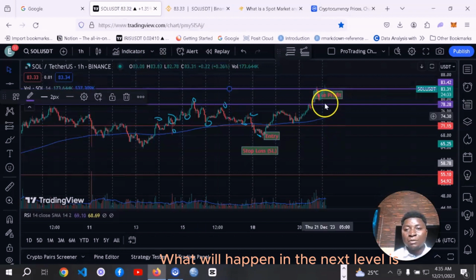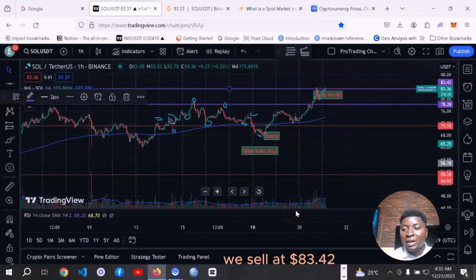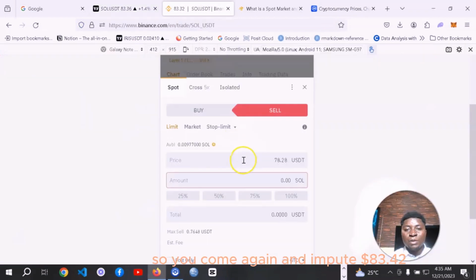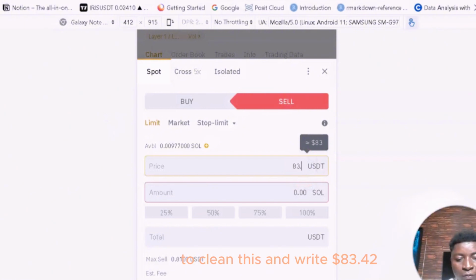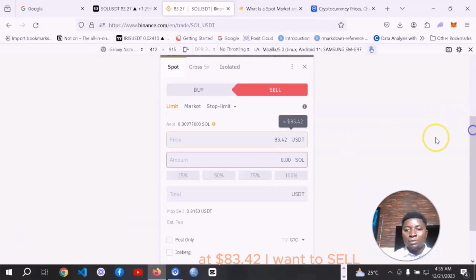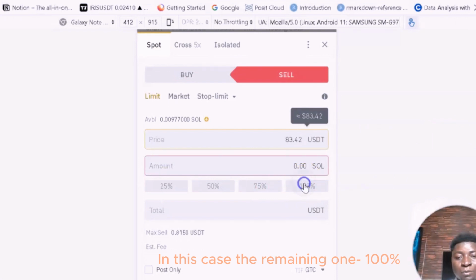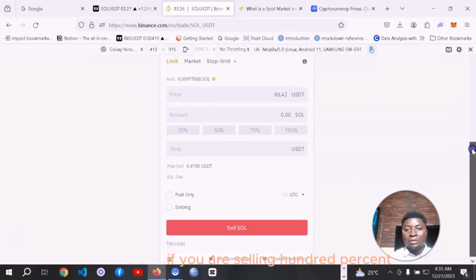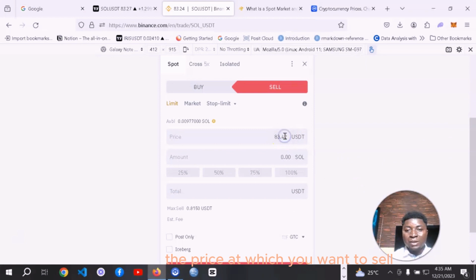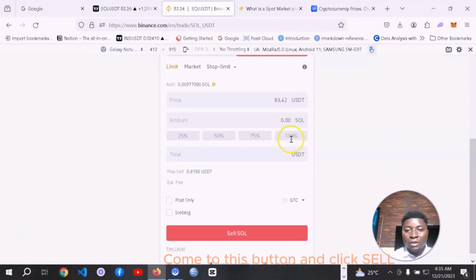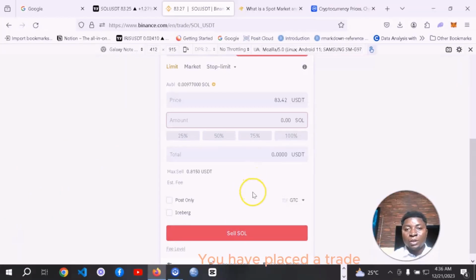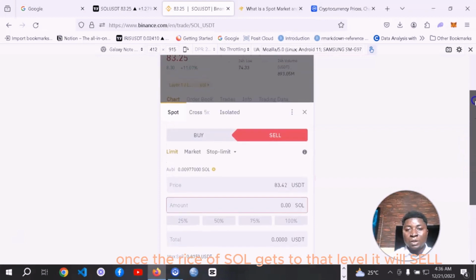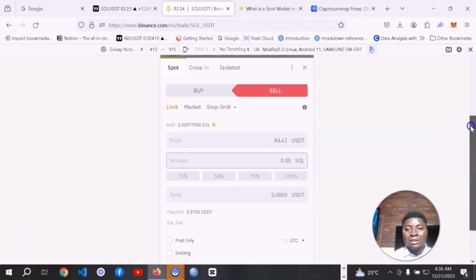Now what will happen to the next one? The next level at which we want to take profit is at 83.42. So you come again and input 83.42. At 83.42, I want to sell, in this case, the remaining one, which is 100%. Once you have entered the amount and the price at which you want to sell, and you are selling 100%, you come to this place and click on sell. Once you click on sell, you have placed a selling order, and once the price hits that level, it will sell.